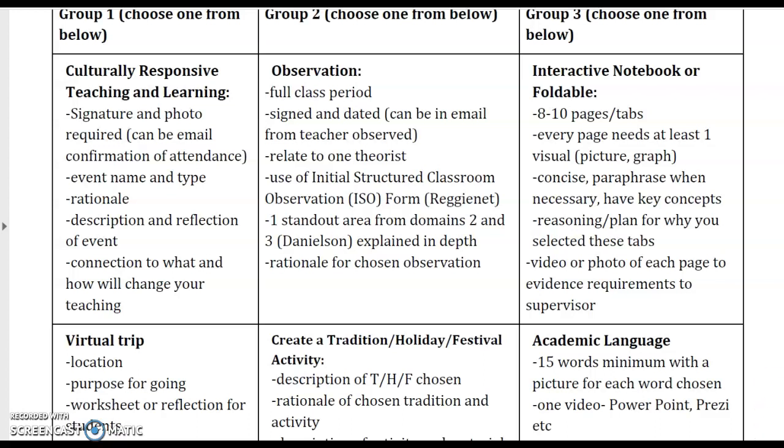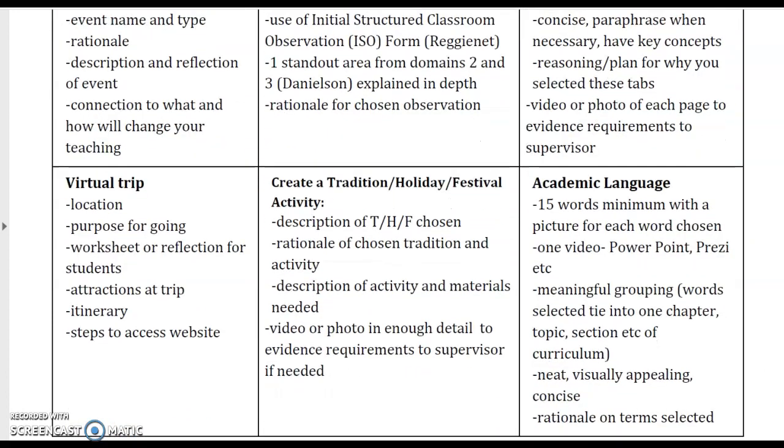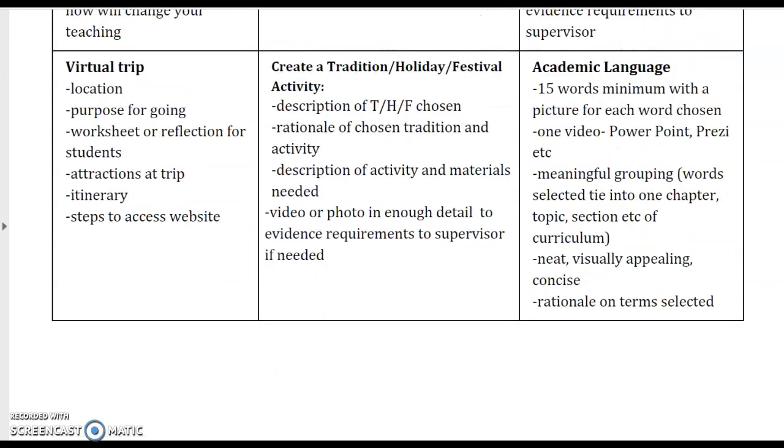The second option in Group 2 is to create a tradition, holiday, or festival activity. So you're going to give a description of that tradition or holiday or festival that you chose. You're going to give a rationale of chosen tradition and activity. You're going to give a description of the activity and the materials needed. And you're going to provide a video or photo in enough detail to evidence requirements to your supervisor if it's necessary.